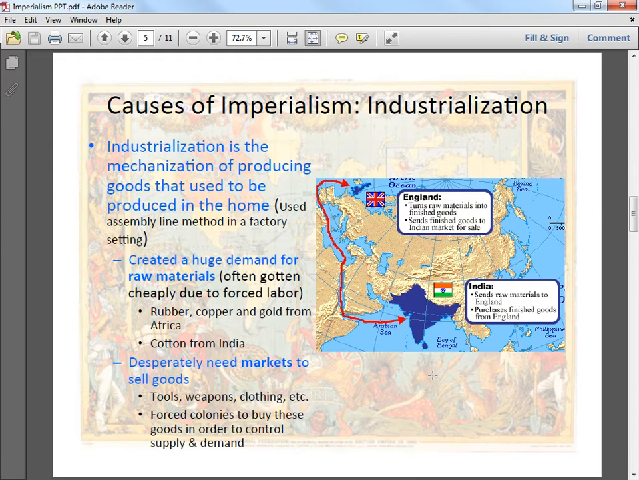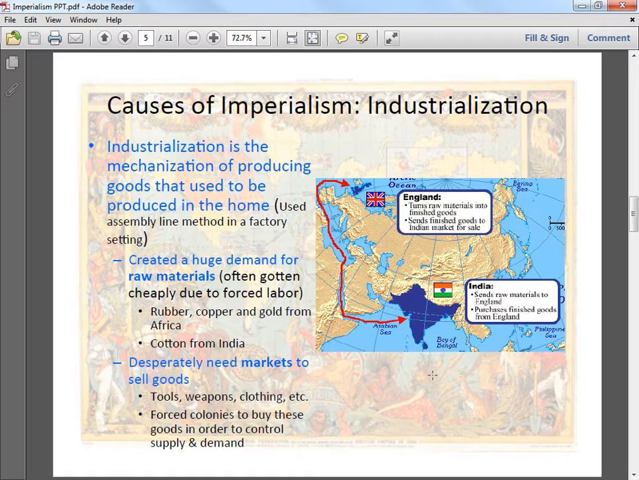Industrialization. So industrialization, remember, that's the ability to use factories and giant machines to produce manufactured goods. Industrialization creates a huge demand for raw materials. Huge demand. We need metal. We need cotton. We need everything.